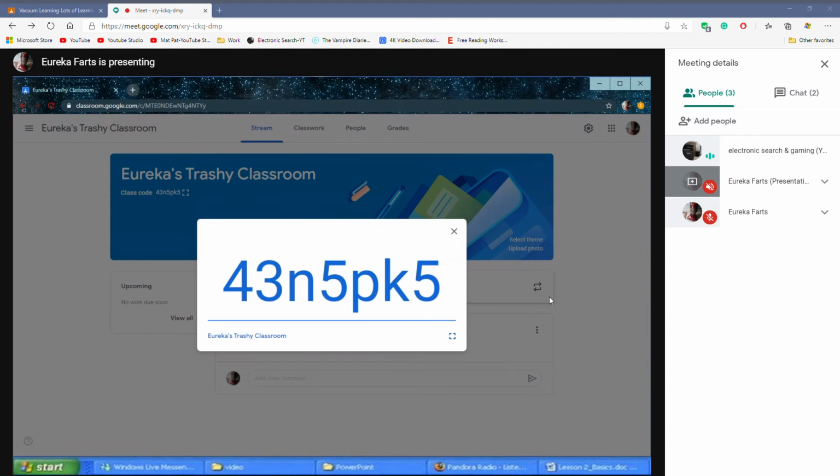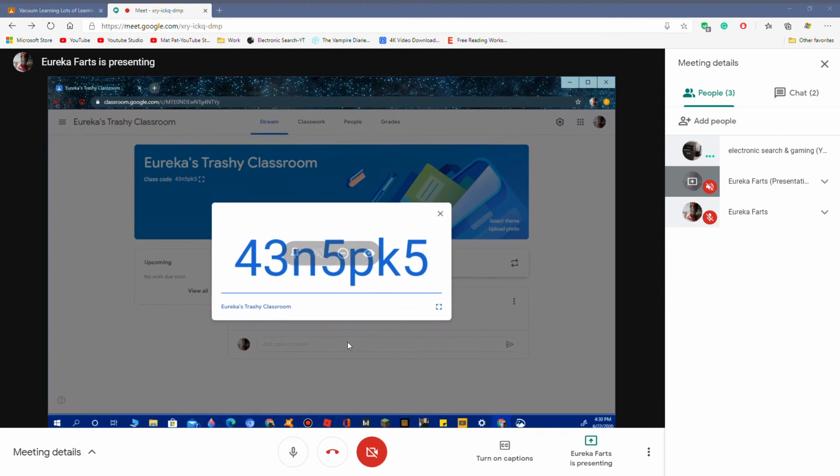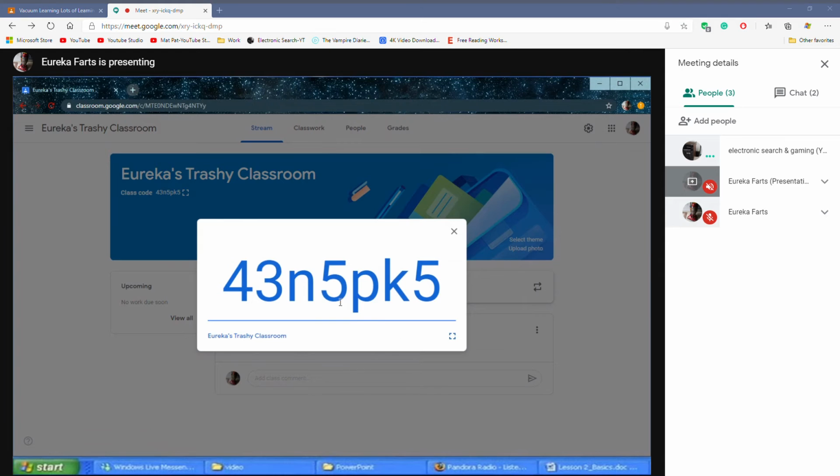So as you could see, Eureka's trashy classroom. That is his name. Windows XP isn't really good running on... What is this, Chrome? I think this is Chrome, yeah. Windows XP is out of support, but that's the only computer I could buy, Eureka. So do you see it? What the heck? Yes, that's the class code.